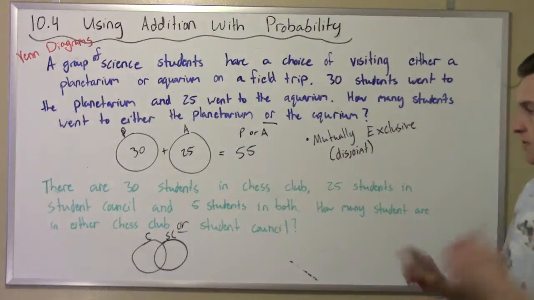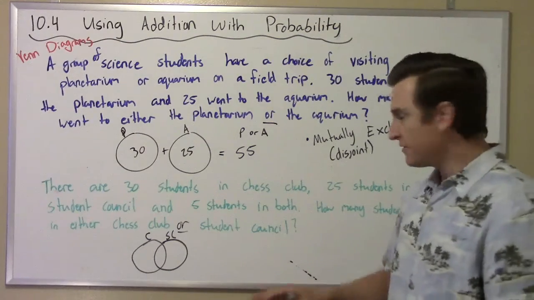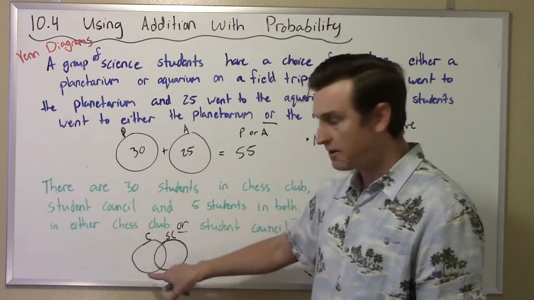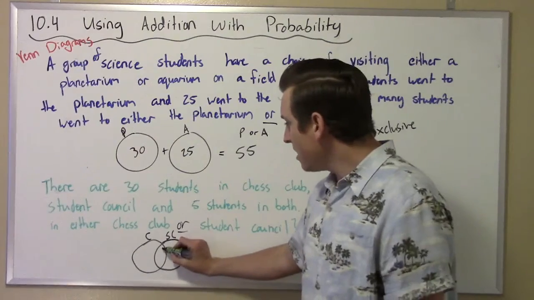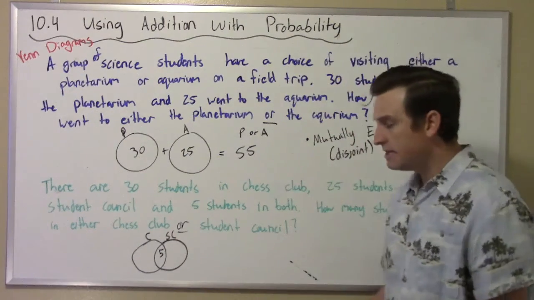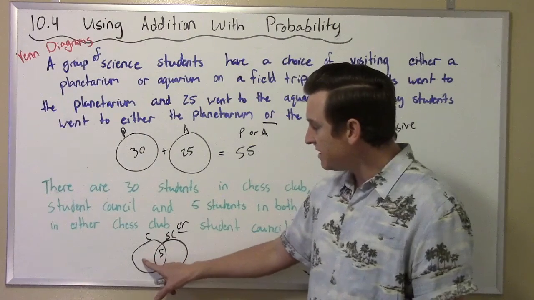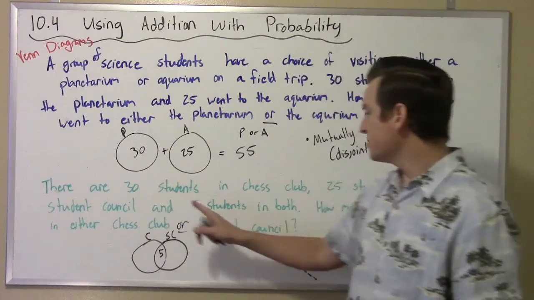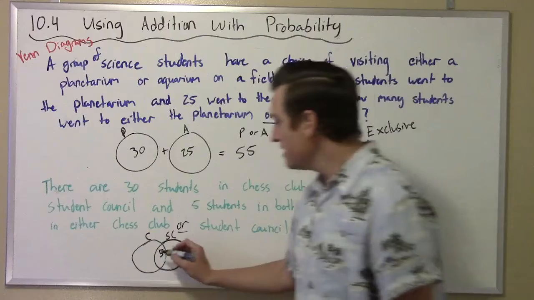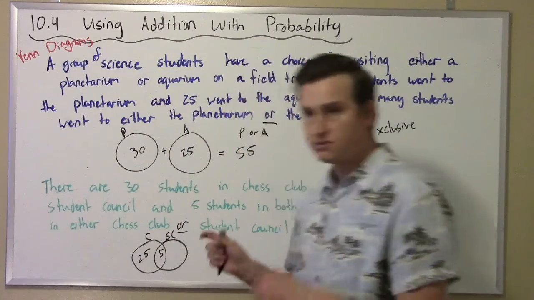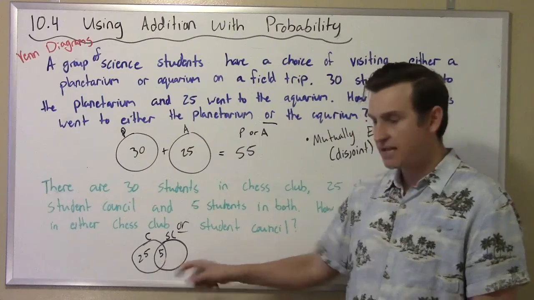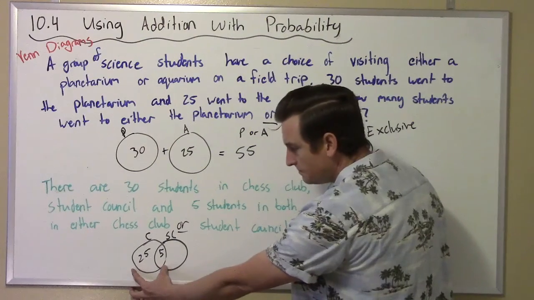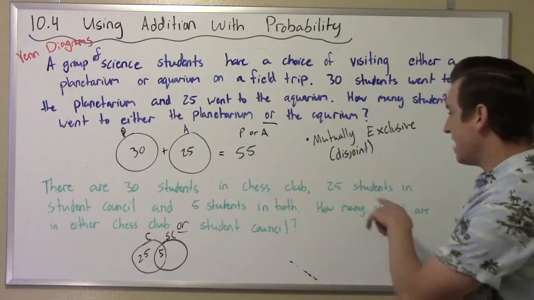Now, to represent the numbers in each of these, there are a couple of things we have to keep in mind. First of all, there are 30 people in this chess circle, 30 total, but 5 people are in both chess and student council. What we put in this section is how many students are only in chess and not in student council. Since there are 30 students in chess club and 5 in both, there have to be 25 students in just chess club, but not in student council. So you can see that now there's a total of 30 people in chess club, right? Okay. Let's look at the other side, the student council students.